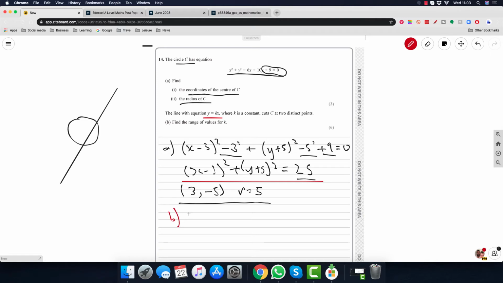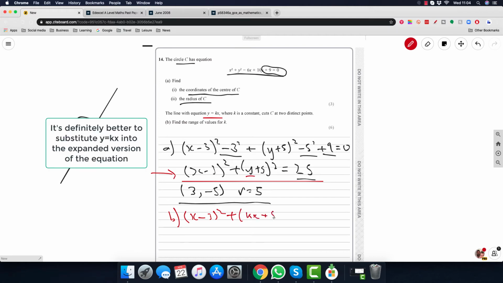So part B, I'm going to substitute y equals kx into this form here. Everything else I just copy. So I've got x minus 3 squared, plus, and I'm going to change the y into kx. The point of this is that you can see that the equation has only got x in it now. The letter k is just a number, so you would treat this as a piece of algebra that has only got x in it, and you would attempt to solve it.